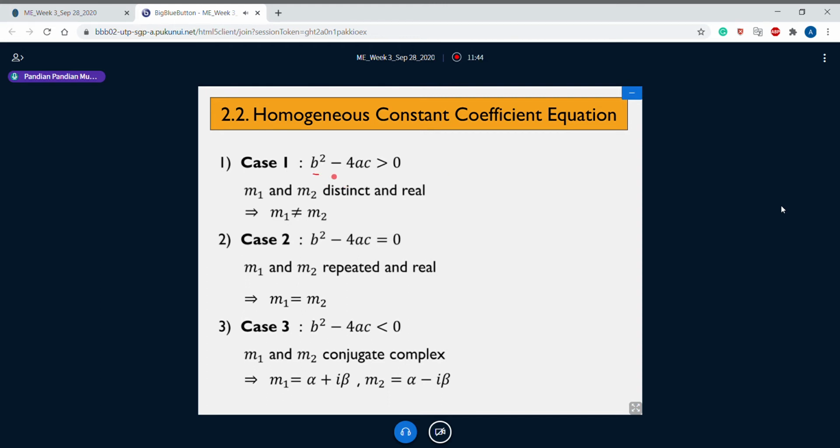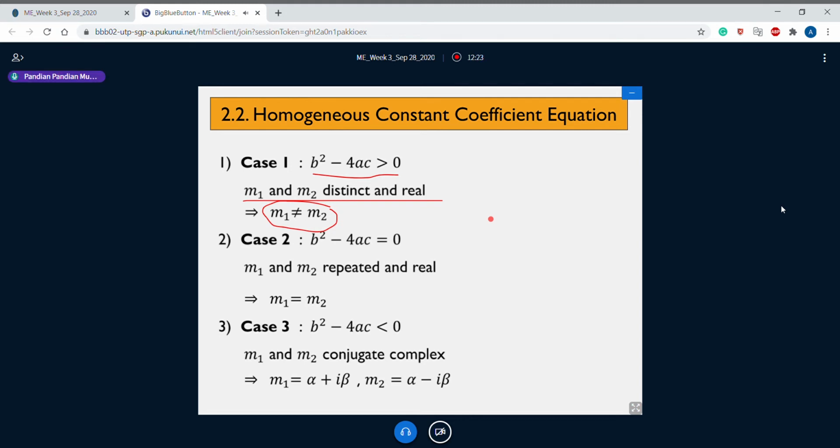So case 1, b squared minus 4ac greater than 0. If this happens, then you have m1, m2 distinct and real, meaning m1 and m2 are not the same. That means two different roots. The word distinct here means different, but real roots. Real means like 3, 2.5, 22 over 3, 7 over 5, and so on. Distinct roots.